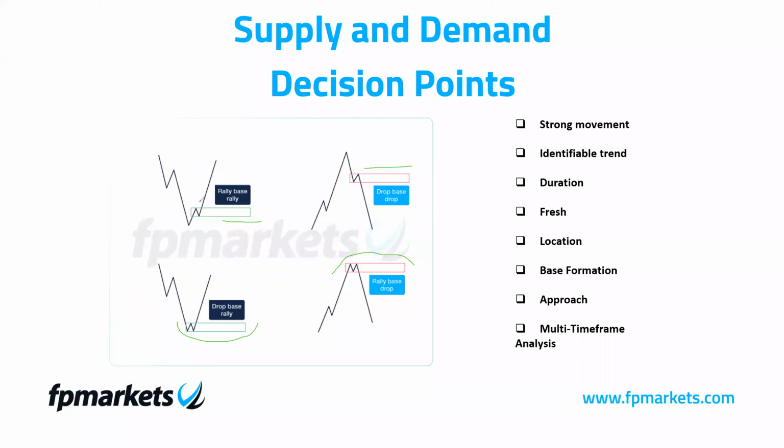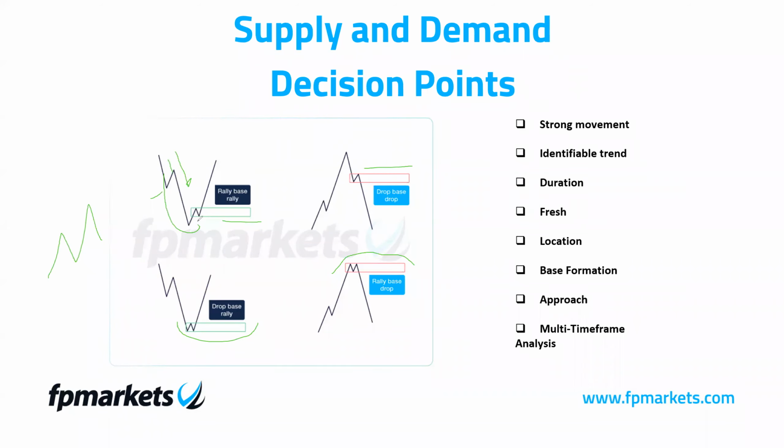location. Now, the rally base rally zone is a form of demand, and it's generally established within an uptrend. So consecutive higher highs, higher lows, higher highs, higher lows, and all that good stuff. So that's an uptrend. And you can also find these at the beginning of an uptrend. So you have reversal structure here coming from a downtrend. So here you can see the lower lows, the lower highs.